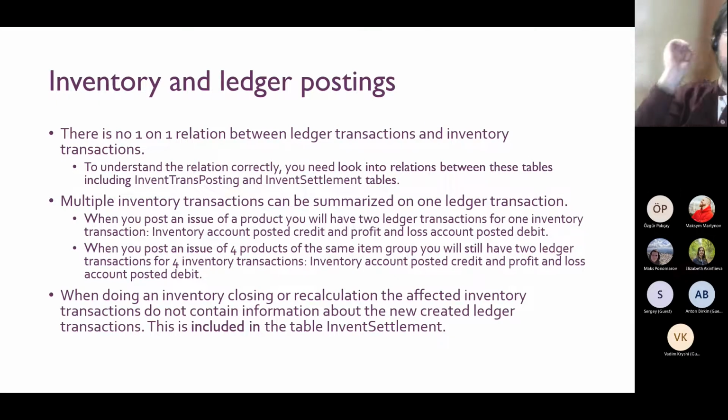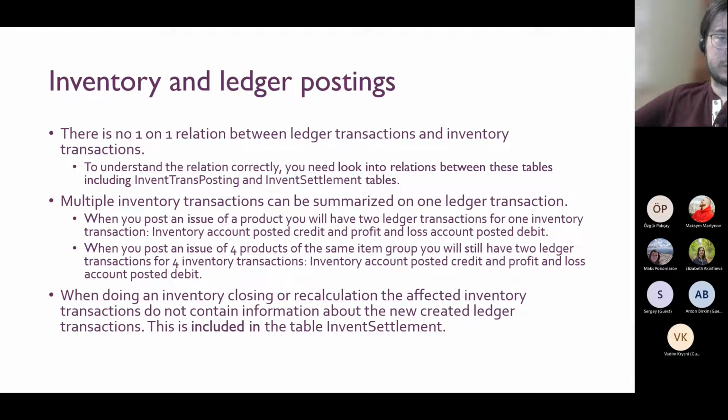So, based on what I explained, there are no one-to-one relations between ledger transactions and inventory transactions. There are several tables handling this connection between them. If you have some technical knowledge, or you're interested in details, you can look in the application tree into relations connecting the tables like InventTransPosting and InventSettlement. But in general, multiple transactions can be summarized into one ledger transaction.